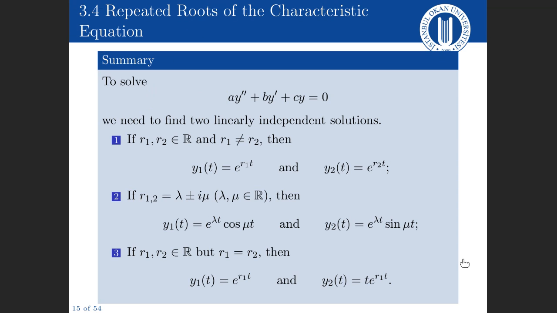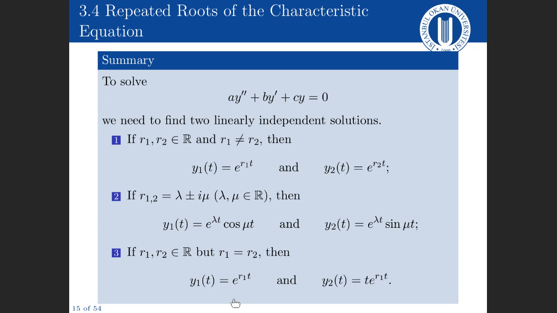Let's do a summary. To solve a second-order linear differential equation with constant coefficients, we need to find two linearly independent solutions. If the two roots of the characteristic equation are real numbers and different numbers, this is the easiest case, e to the r1 t and e to the r2 t. If we have complex conjugates, our two functions are e to the lambda t cos mu t and e to the lambda t sin mu t.